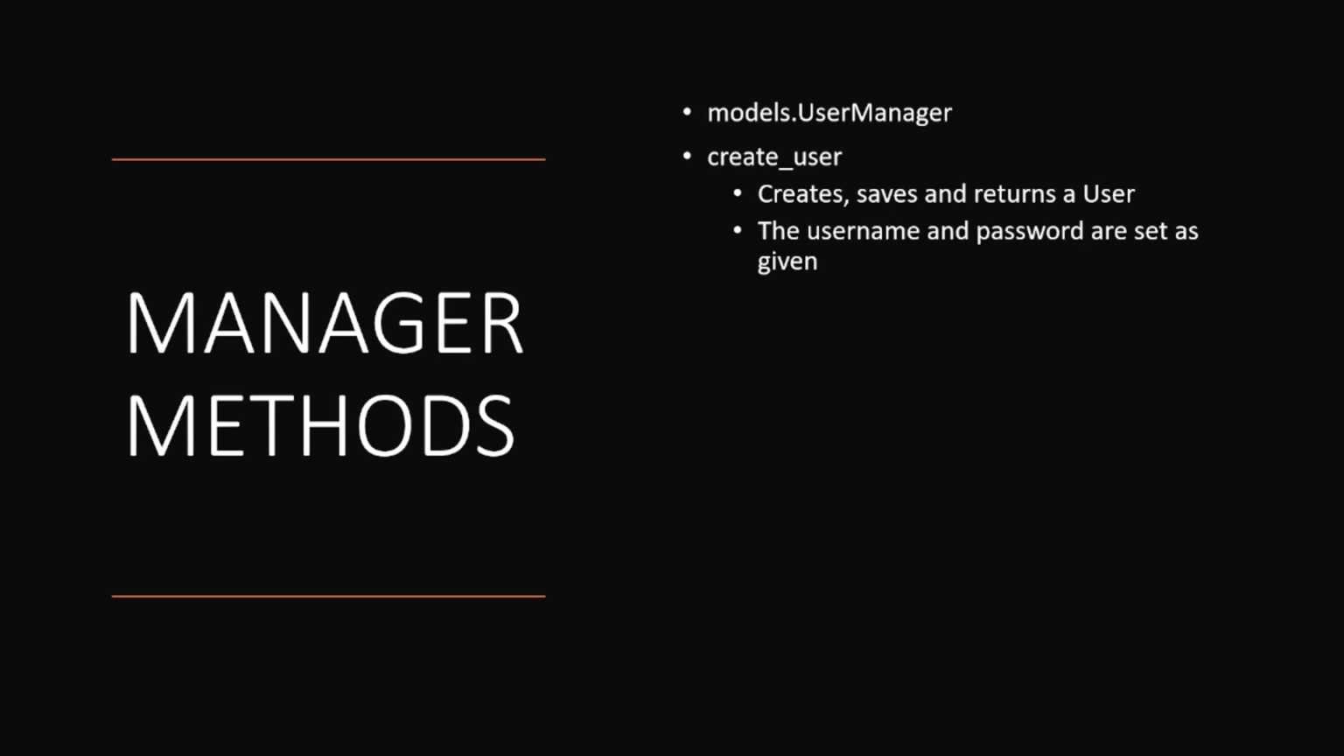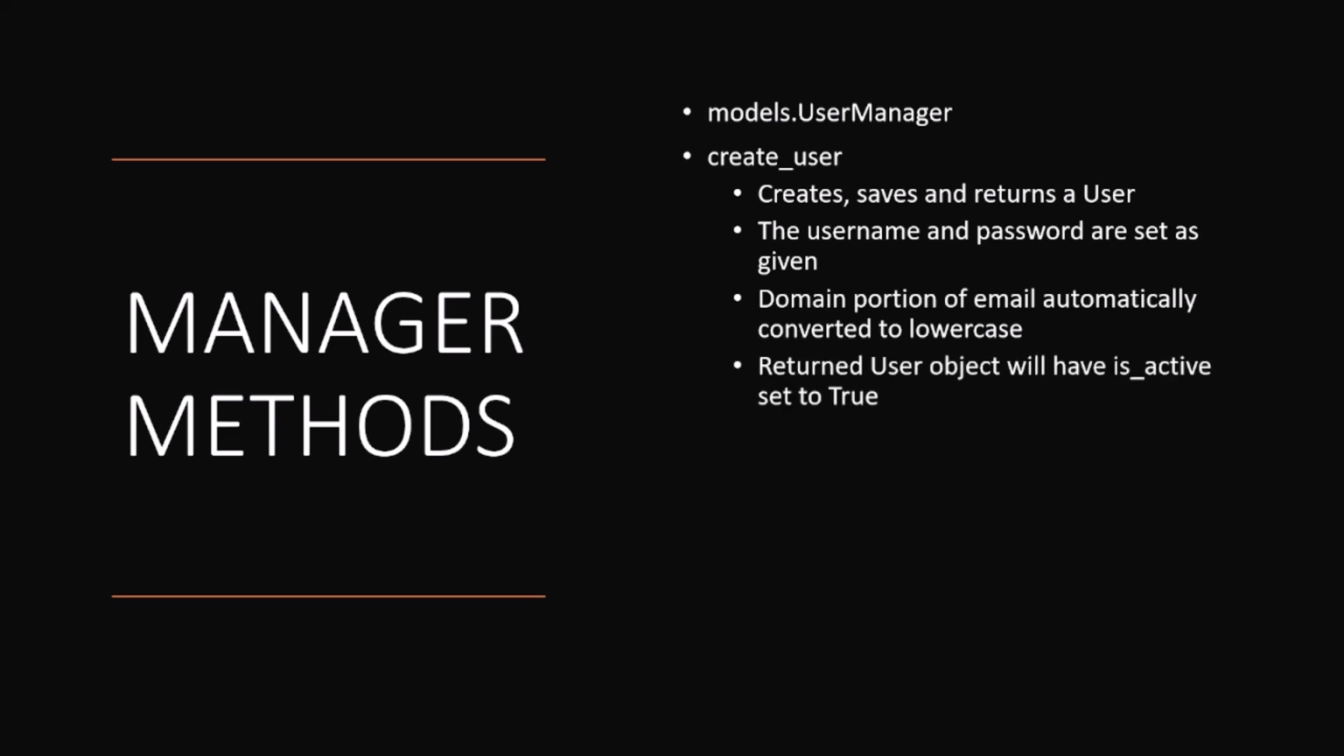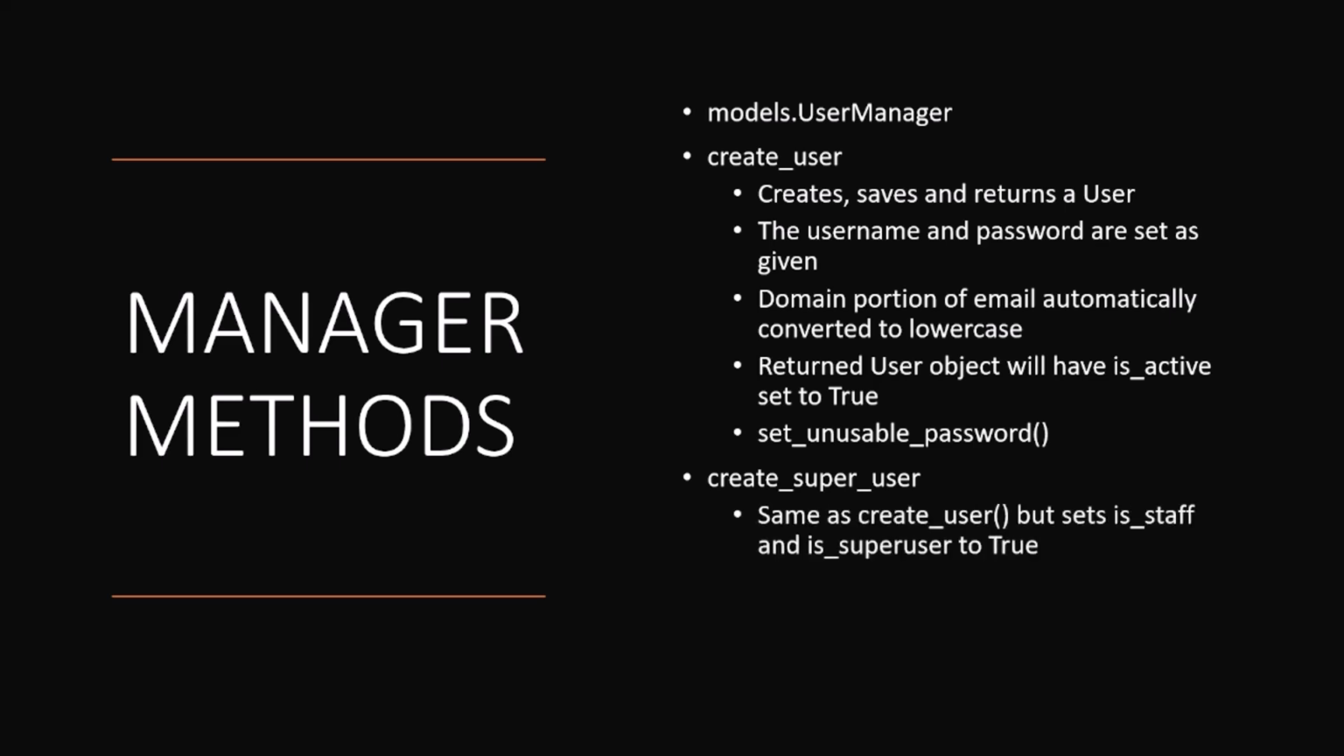Now, Django has a custom user manager that provides us with helper methods that we can use. The class is models.UserManager, and one of the methods is create user that we will use during the next session of this module. Create user essentially will create, save, and return a user object. The username and password are set as given. The domain part of the email is automatically converted to lowercase, and the returned object will have is active set to true. If the password is not set, then set unusable password is called. We also have create superuser, which is the same as create user, except that is superuser and is staff is set to true.